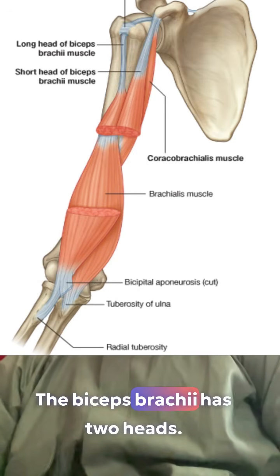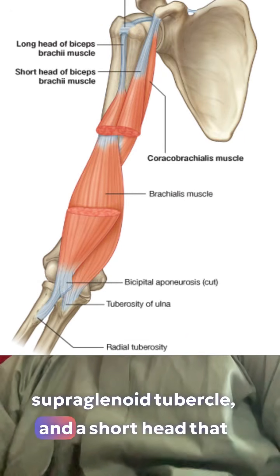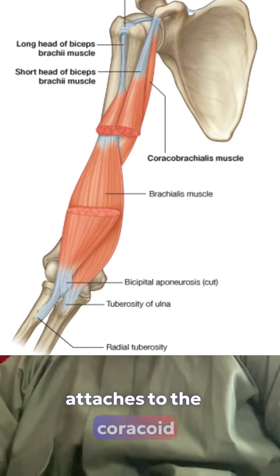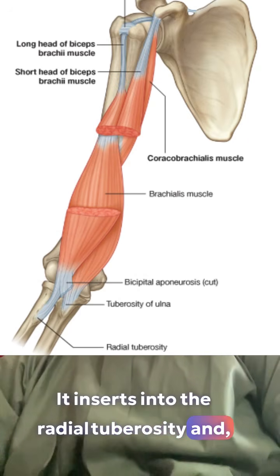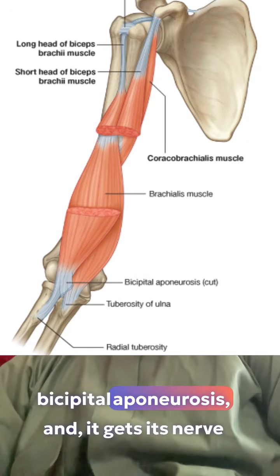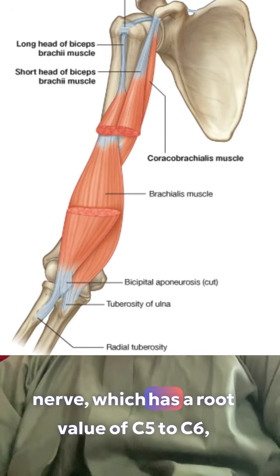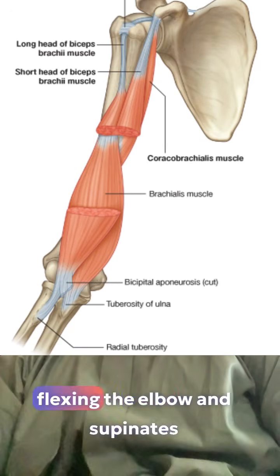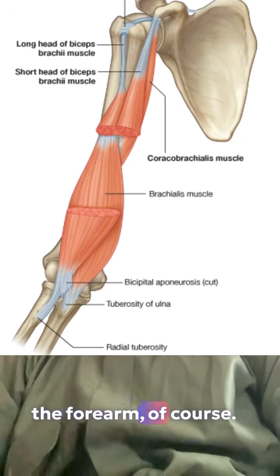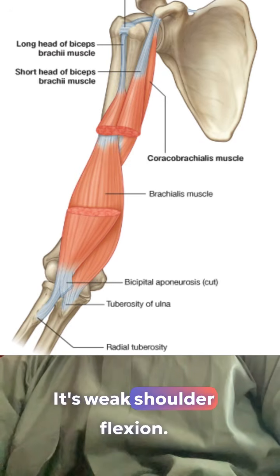The bicep brachii has two heads. It has a long head that attaches to the supraglenoid tubercle, and a short head that attaches to the coracoid process of the scapula. It inserts into the radial tuberosity and of course the bicipital aponeurosis. It gets its nerve supply from the musculocutaneous nerve, which has a root value of C5 to C6. And of course, the action is that it helps in flexing the elbow and supinates the forearm. Of course, it's a weak shoulder flexion.